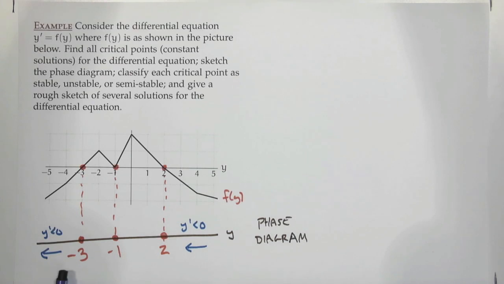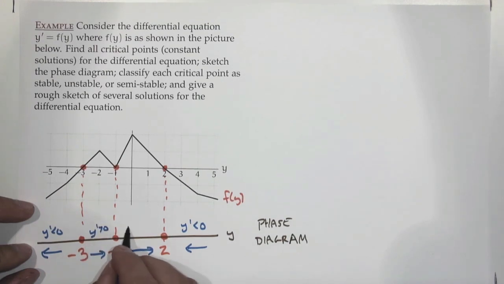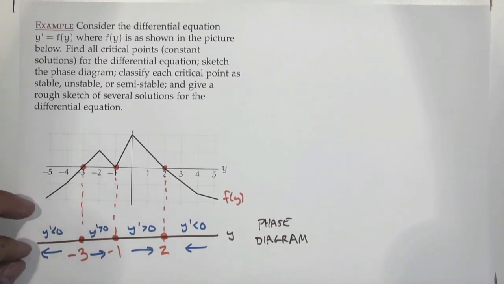What about between -3 and -1? F of y is positive, and so we move which direction? To the right. By just checking to see the sign.